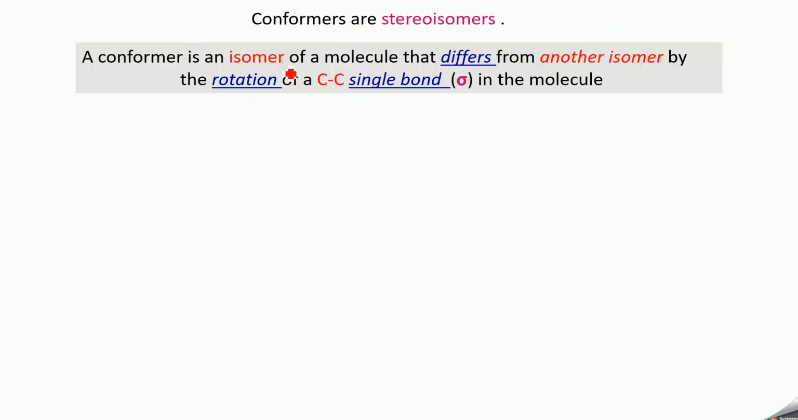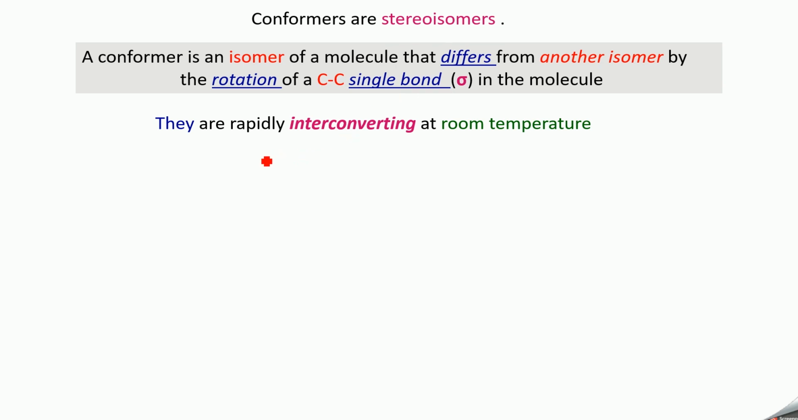Here the conformer is an isomer of a molecule that differs from another isomer by a rotation of a carbon-carbon single bond. That must be a sigma bond. Now the conformers are interconvertible at room temperature, but at very low temperature they are not interconvertible. You can convert eclipsed form to skew form to staggered form at room temperature, but not at very cold temperature, because the carbon-carbon single bond rotation is free.